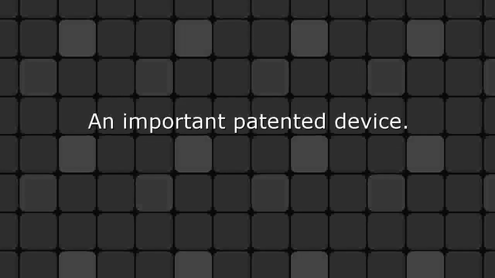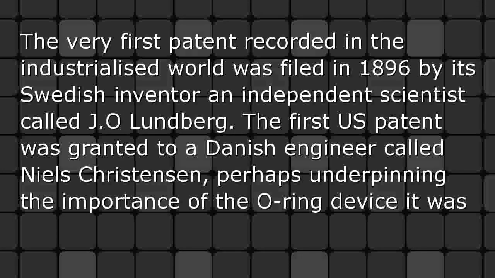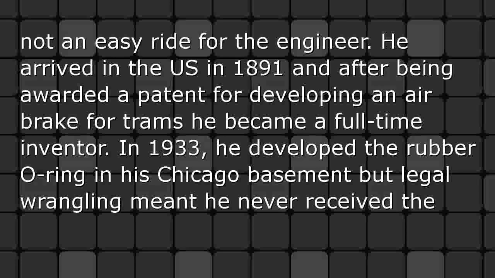An important patented device. The very first patent recorded in the industrialized world was filed in 1896 by its Swedish inventor and independent scientist called J. O. Lundberg. The first U.S. patent was granted to a Danish engineer called Niels Christensen. Perhaps underpinning the importance of the O-ring device, it was not an easy ride for the engineer.